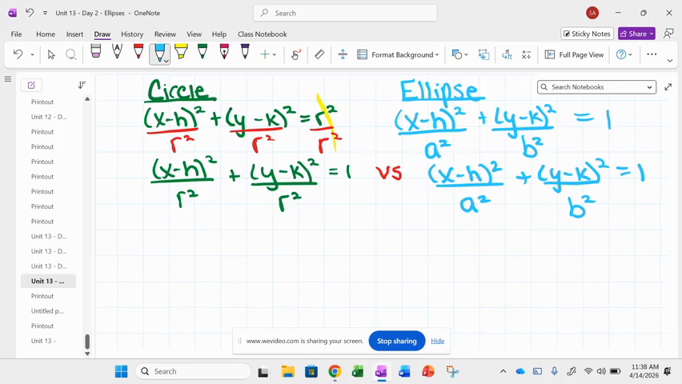Sometimes. An ellipse is sometimes a circle if its semi-minor and major axes are what? The same. If A and B are the same. So an ellipse is a circle if A and B are the same. A circle is always considered an ellipse. Yes, we good? Okay.